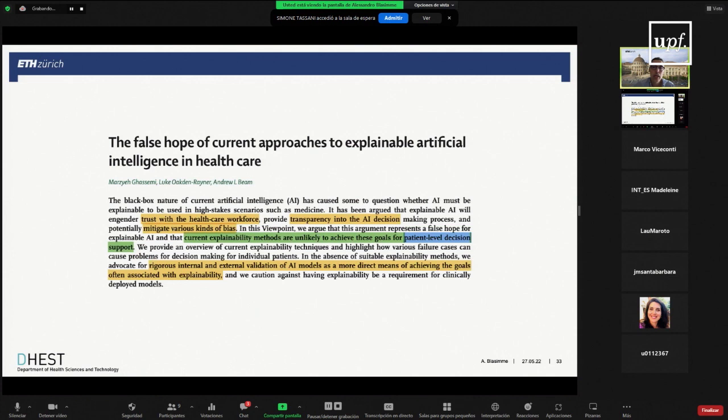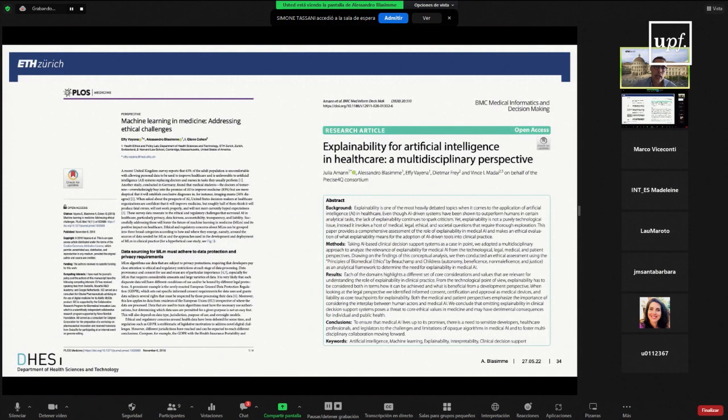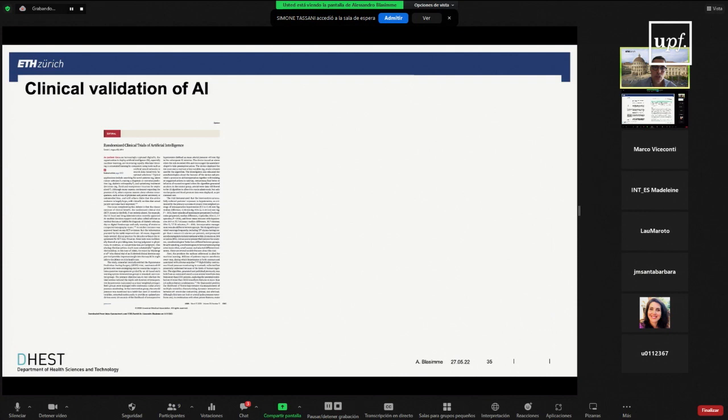This is why a lot of people are arguing that we should not run the risk of being further confused by existing methods of explainability. And we have summarized some of these considerations in some publications recently. So I'm just putting them here for you, for those of you who are interested to check further.